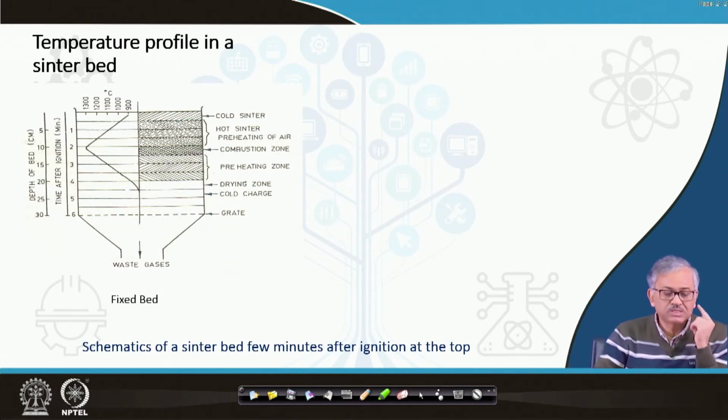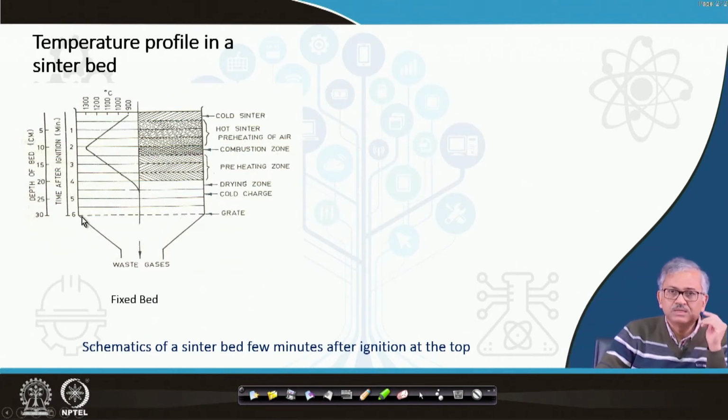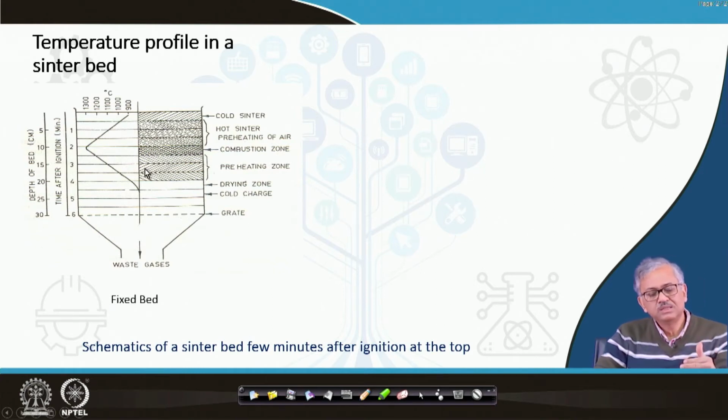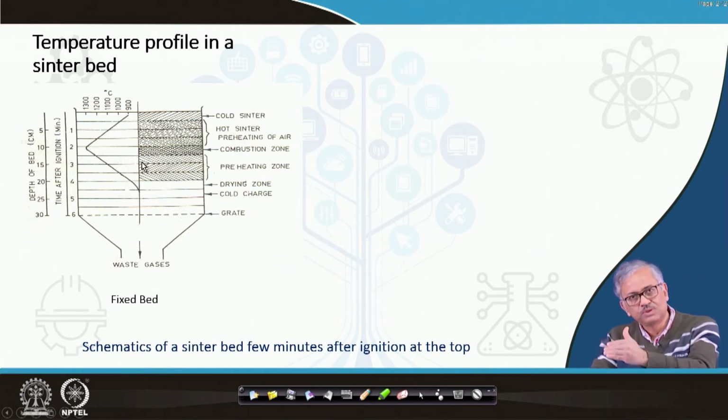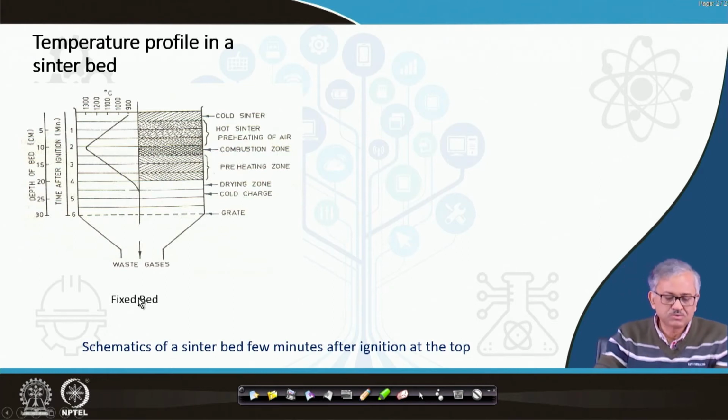Obviously, every pallet has grates, like this type of grates through which the gas can come out to the wind box. So the sinter material is there, but in this case this bed does not move horizontally, unlike in the plant. That's why it is called a fixed bed, and it is basically done at the laboratory scale.